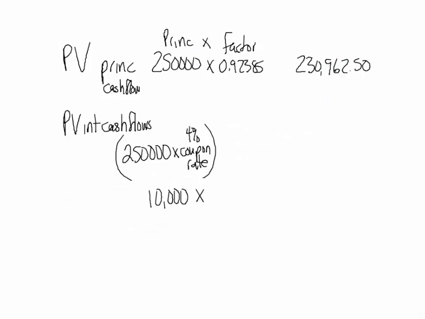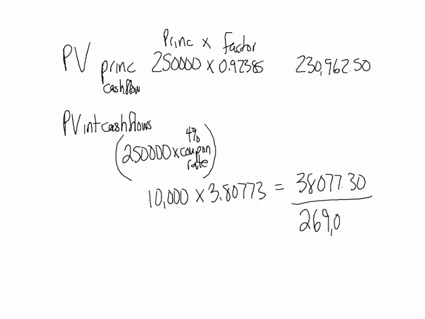So I'm going to take this and multiply it times 3.80773. Multiply that times 10,000. And that is going to be equal to 38,077.30. If I add these two amounts together, so the $230,962.50 plus the $38,077.30, that is equal to $269,039.80.